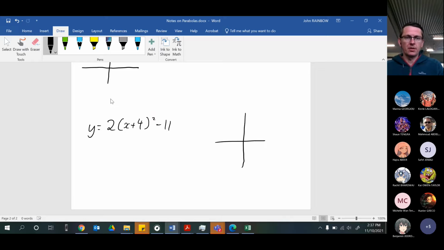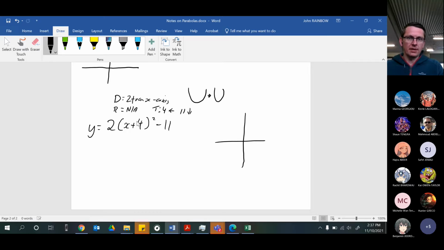So we always start off with our dilations. It's been dilated by a factor of 2 from the x-axis. So it's made it narrower, okay? So it's basically gone from a normal graph to a bit narrower. That's basically what's happened. Has it been reflected? No, that's not applicable. And then it's been translated. Yes, it has been translated 4 units in the negative direction and 11 units downwards.